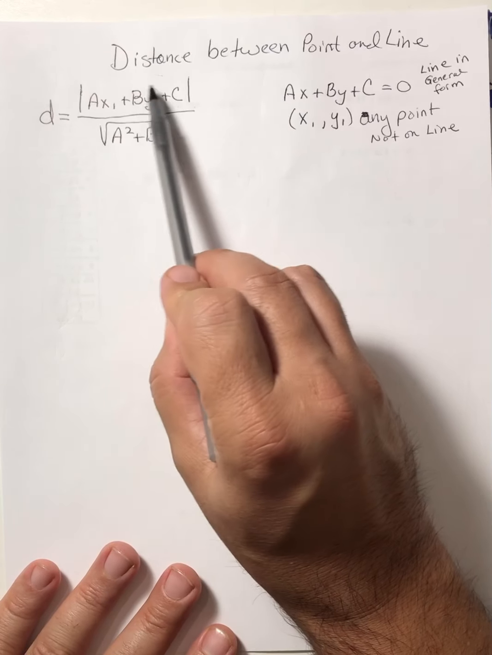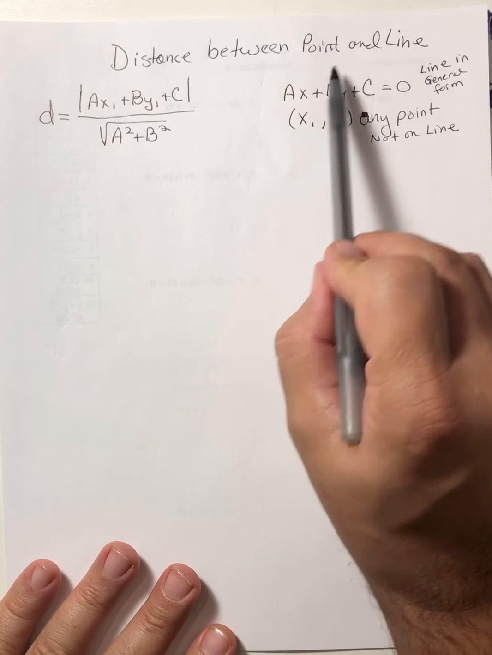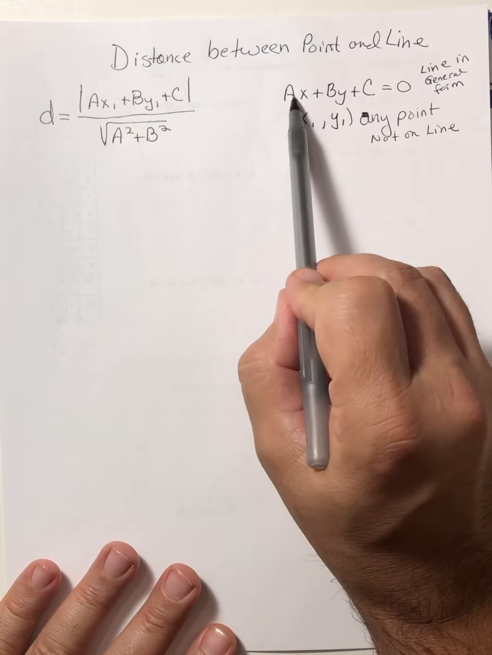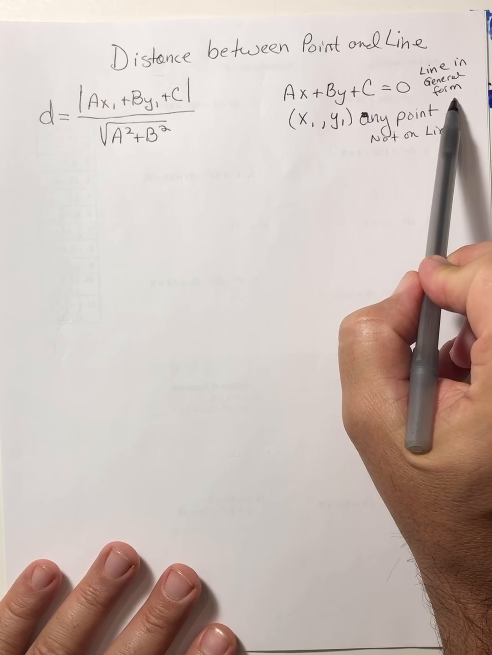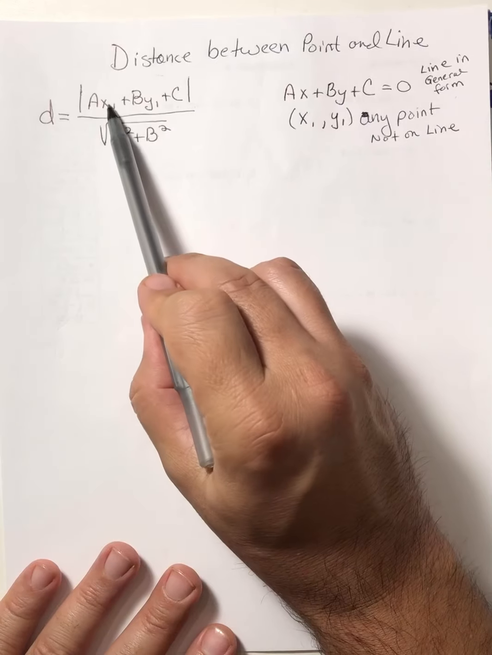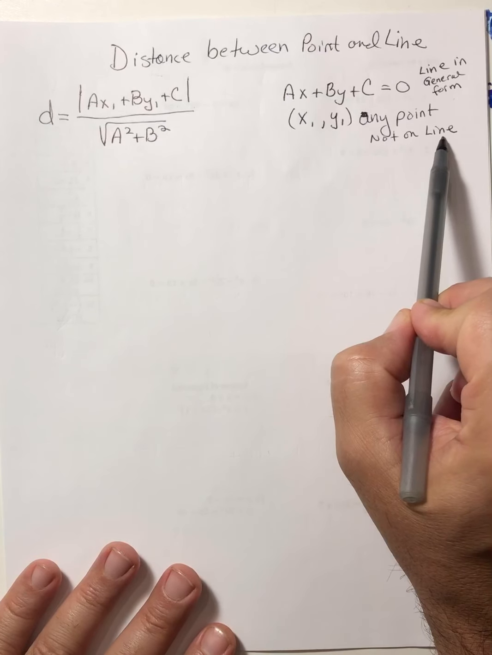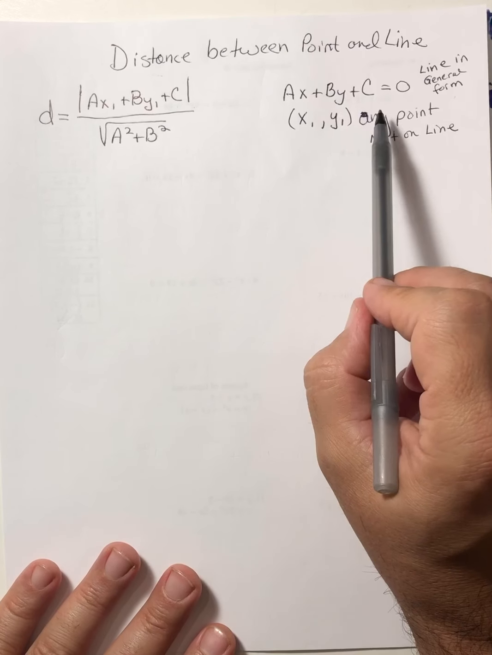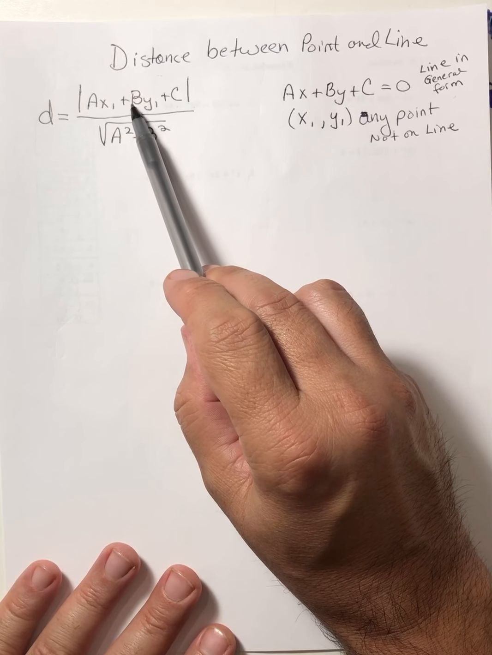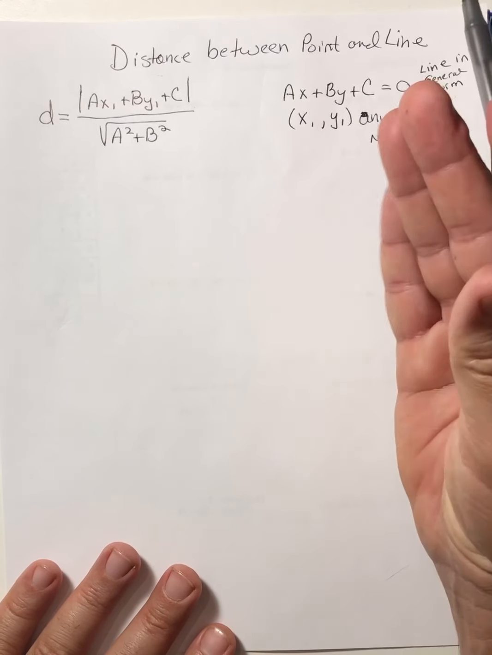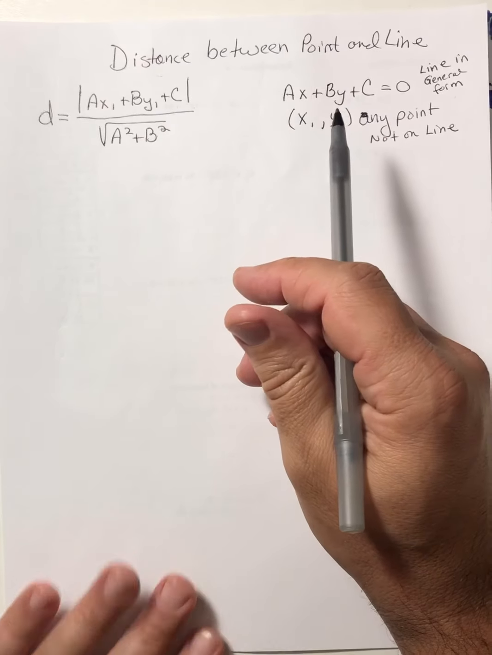The A, B, and C come from the equation of the line, but the line has to be in general form. That's why it's so important for us to know general form. And then the x1 and the y1 is any point that's not on the line. If your point is on the line, then this distance just becomes 0. How far are you from your house? Well, if you're in the house, you're there. There's no distance, 0.